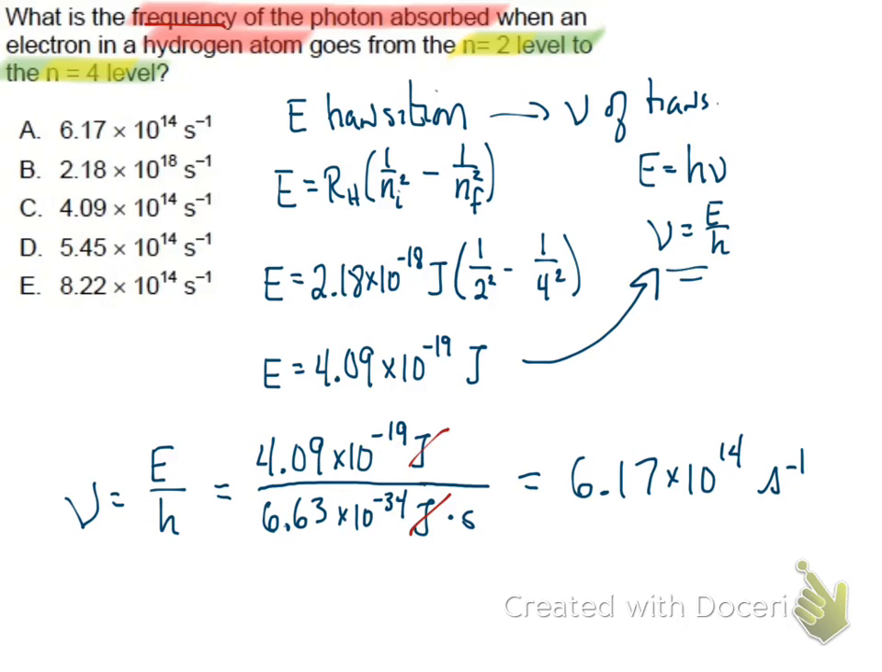Per second is also sometimes called a hertz, so we might see this as 6.17 times 10 to the 14th hertz. But in this case, you can see our answer choices were actually given to us in terms of per second, so we're doing okay. Then we just have to find the one that agrees with the answer that we found, which is answer choice A, and we're done with this problem as well.